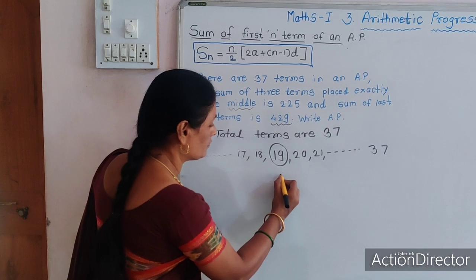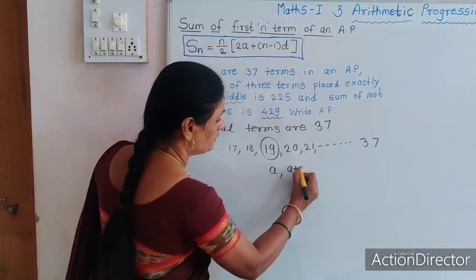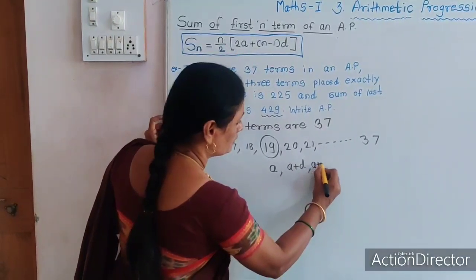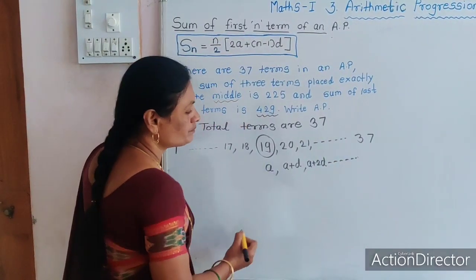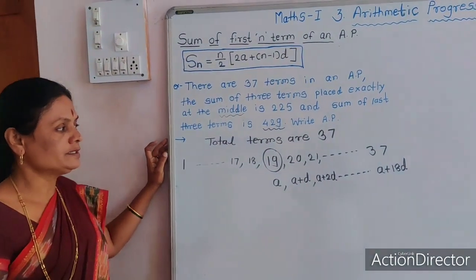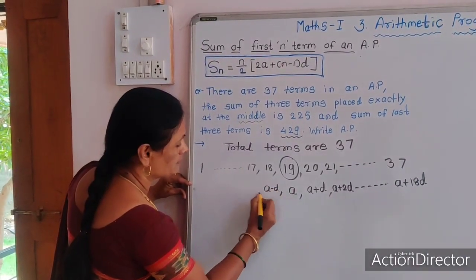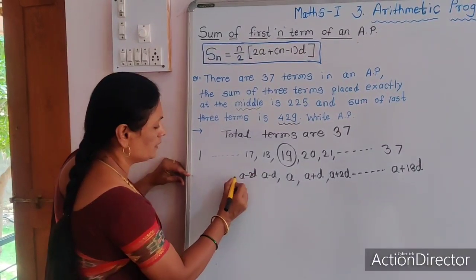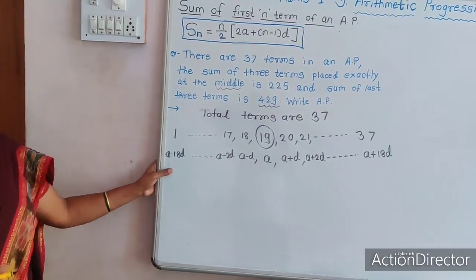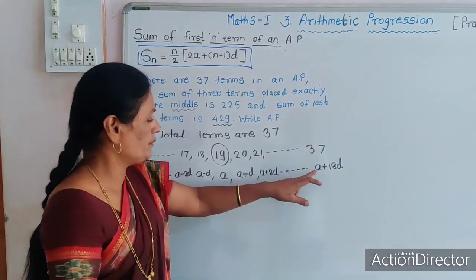Therefore, here we write the middle term as A. And here A plus D, A plus D means A plus 1D, A plus 2D, and here A plus 18D. Here also A minus D, A minus 2D, in the same way, A minus 18D. Look here, A plus 18D.